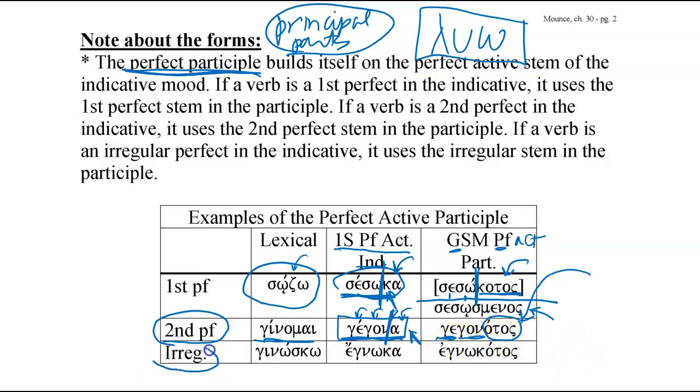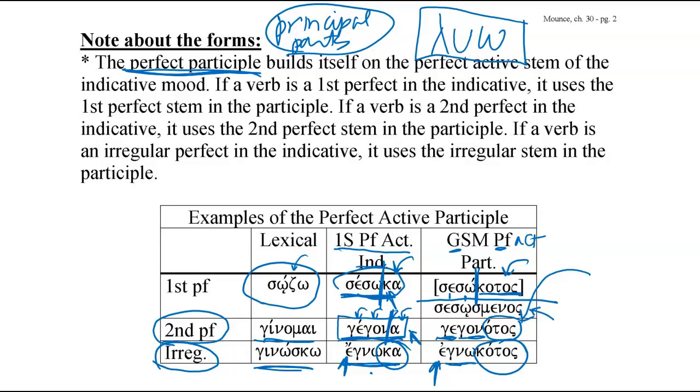And then if we have an irregular verb like ginosko, where egnoka is the perfect form, where this epsilon here, if you remember your pre-midterm material, is not an augment. This epsilon functions as reduplication. You have the same reduplication here. You have the same stem, but instead of ka, you have katos to make it a participle.